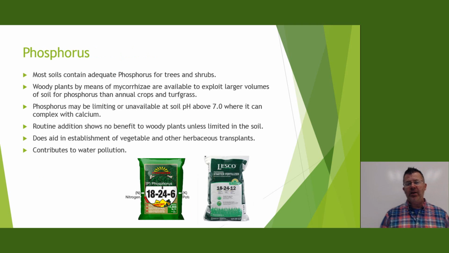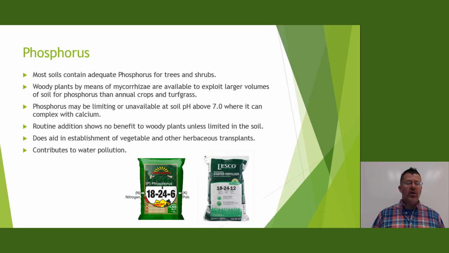Now, let's talk about phosphorus. Most soils contain adequate phosphorus for trees and shrubs. We may not have to put any more on our trees and shrubs. It's more for turf grass. Woody plants, by means of mycorrhizae, are able to exploit larger volumes of soil for phosphorus than annual crops and turf grass. You're going to hear more about phosphorus in the turf grass industry.